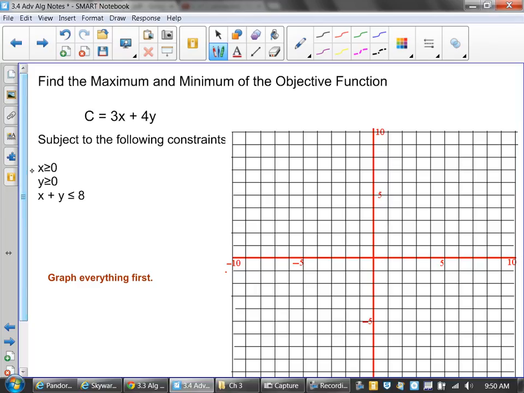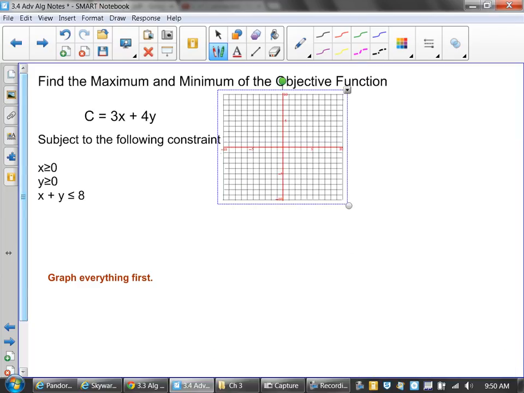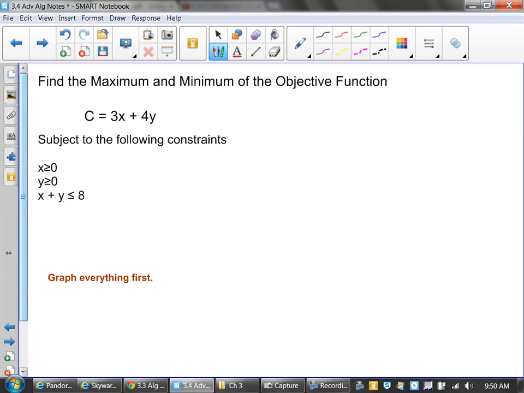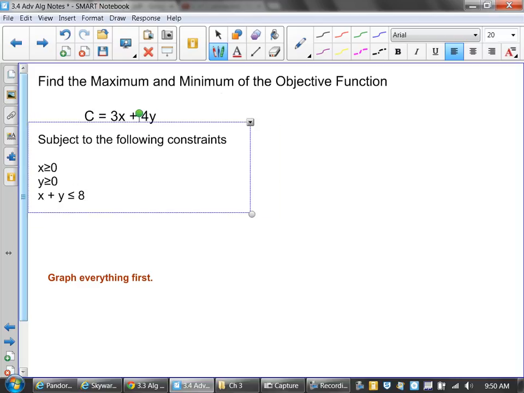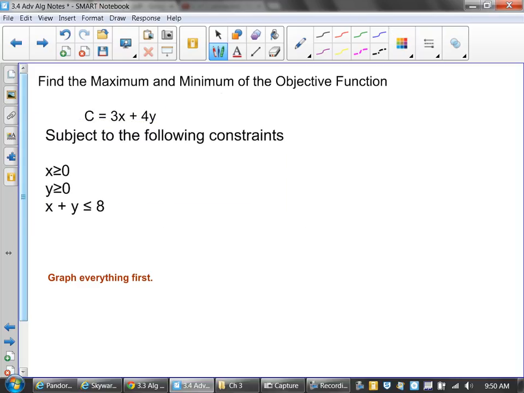In this example here, let me get rid of my graph paper again. Find the maximum and the minimum of the objective function, that's that C function, subject to the following constraints. I try to use the lingo the book does. Oops, try to blow that up for you. That way you kind of get used to the vocabulary that you're going to see. You're going to be given that constraint function, that objective function, C equals 3x plus 4y.